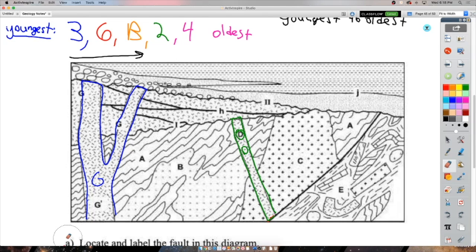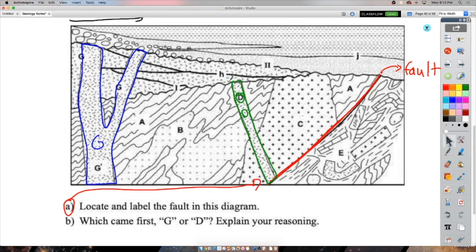I do really recommend you pause the video and try this one on your own, okay? See if you can get to the answer. And then if you're stuck or you want more explanation, you can come back and listen to my explanation, okay? But try this on your own. You can do it. Now, what do you think came first, G or D?